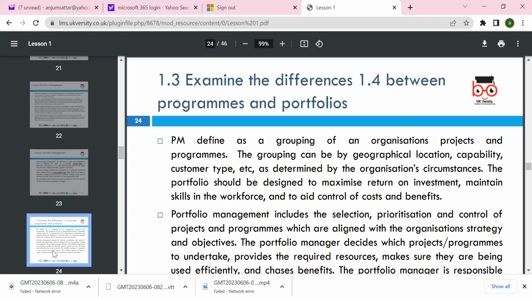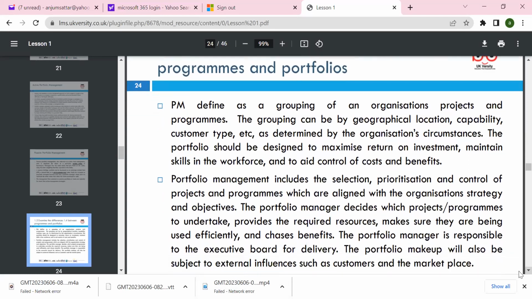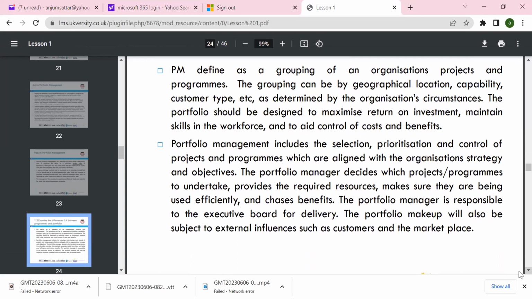Portfolio management also includes the selection, prioritizing, and control of the projects and programs aligned with the organization's strategy. Always look at the objective. So the portfolio manager decides which projects and programs to undertake, provides the required resources, and makes sure they are used efficiently and chases the benefit. The portfolio manager is responsible for delivery, and the portfolio makeup is also subject to external influences.